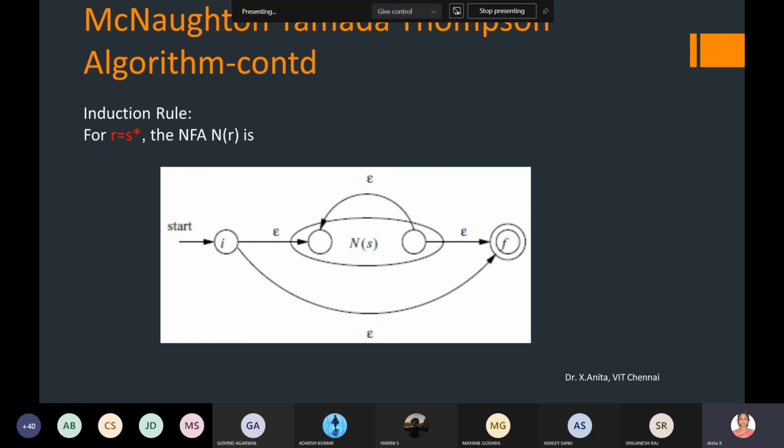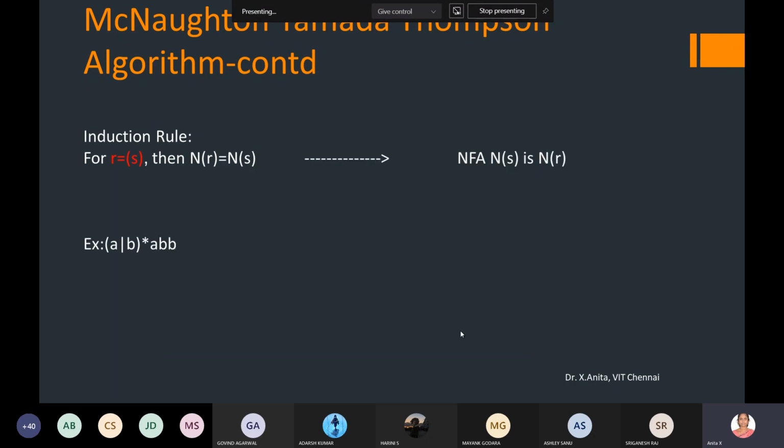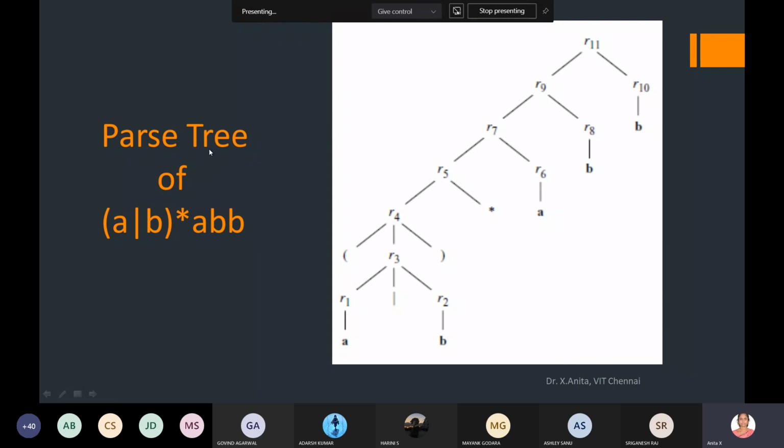All right. So in the case of Thompson's algorithm, we'll be dealing only with these three operators, and brackets will be there. So we will not discuss the positive closure. Okay. So positive closure is the higher level operator, which will not be discussed here. Okay. So we have seen one example for constructing the NFA from the given regular expression.